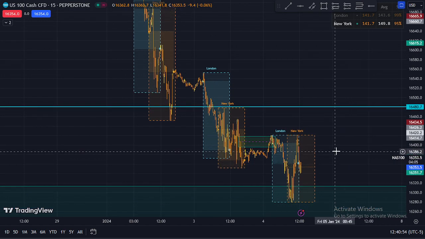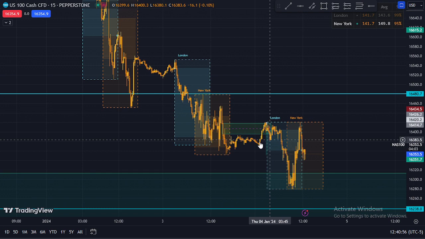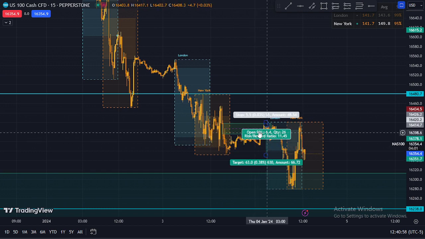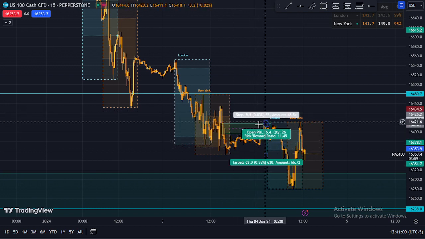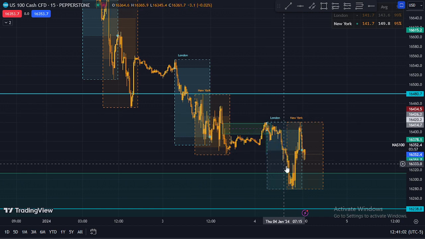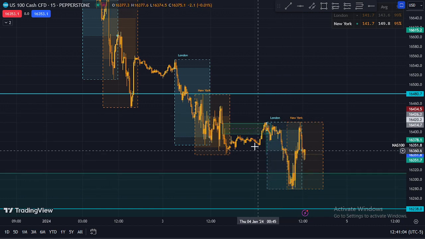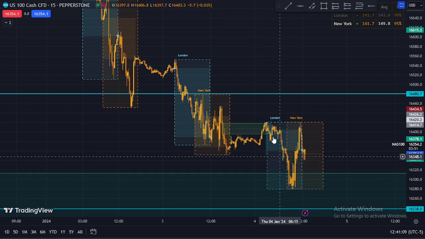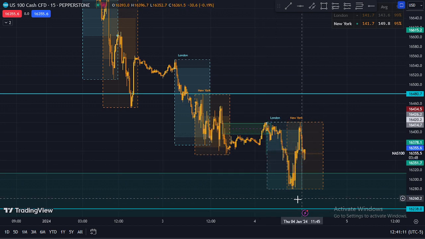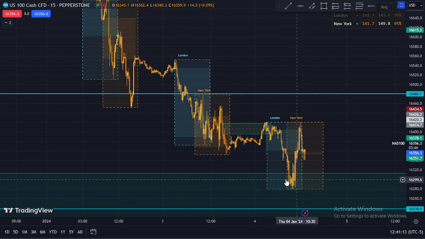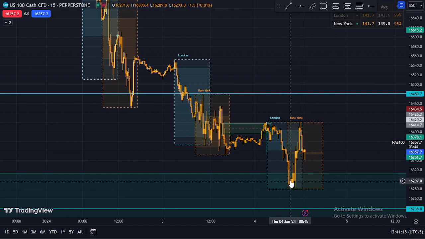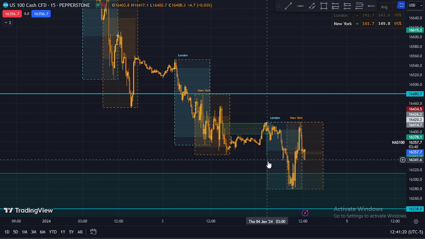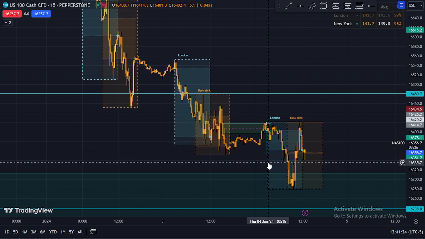So it's quite simple. This is what we call the manipulation, and then here we have the distribution. So we had this beautiful run to the downside, and we traded into the inefficiency, the inversion fair value gap. So we had that. So that's it for the short-term bias.